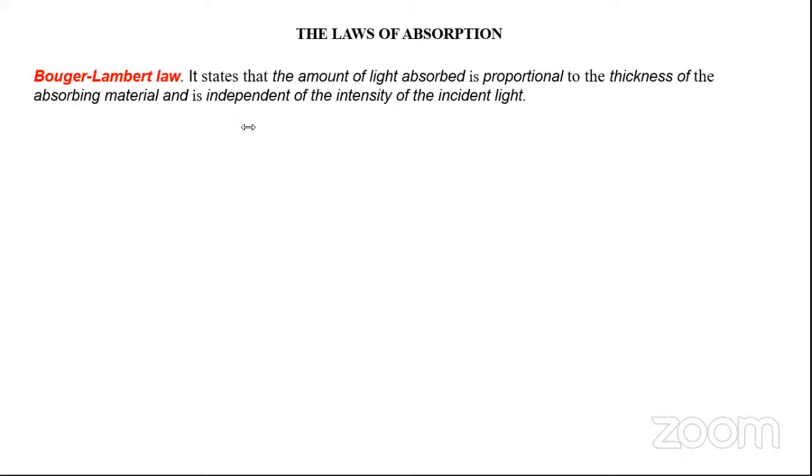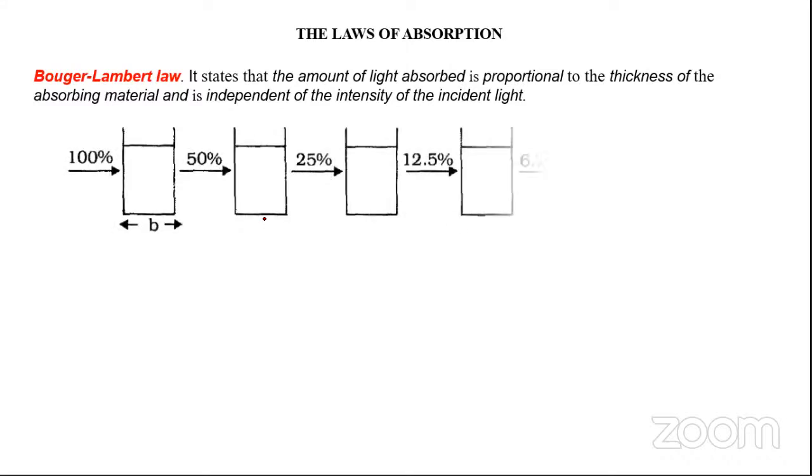If I try to explain this with an example, consider that 100% of the light radiation is falling on the first sample, which you have kept in a beaker. Then it is the thickness of this beaker, or the absorbing material, that is going to decide the extent of absorption. If the thickness is more, the extent of absorption would be more.